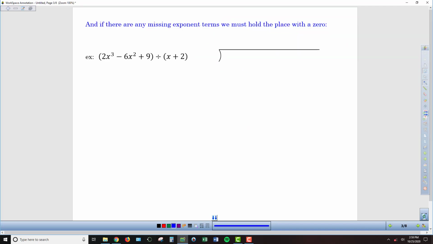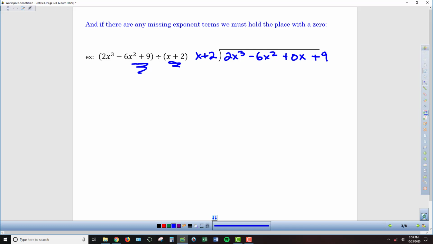In our last example of long division, we see that our divisor here, x plus 2, is going to go on the outside. But then for the inside, I start off with 2x cubed. Then I have minus 6x squared. But then I'm missing an x term in my polynomial. So I need to have a placeholder. Otherwise, my like terms as I go through my division aren't going to line up. So the placeholder when something is missing is 0. So I'm going to have a 0x here and then plus 9.